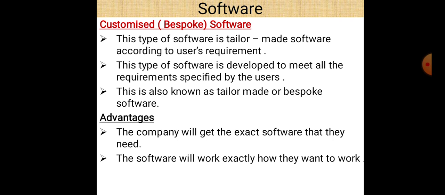Next is customized or bespoke software, sometimes also called tailor-made software, because it is strictly according to the user's need. That's why it is called customized or bespoke software. First we find out the exact user's need, and after that we make the customized software. There are advantages and disadvantages. First of all, the company will get the exact software that they need, and the software will work exactly how they want it to work.